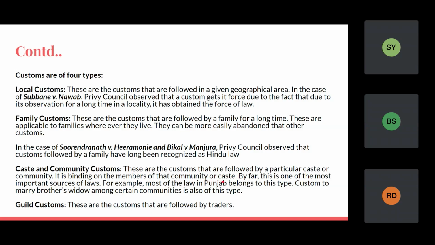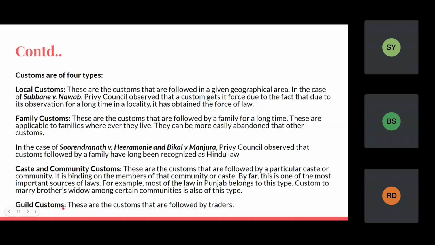So, for example, most of the laws in Punjab belong to this type. Custom to marry brother's widow among certain communities is also of this type, and mind you, this particular concept is even seen today in North India, particularly in Punjab state. So there we can't call this marriage a wrong marriage or a bad marriage in the eyes of law. Because this is a custom which had been coming since a long period of time. So even law has to keep quiet when such a case comes before it, because they will give high weightage to customs.